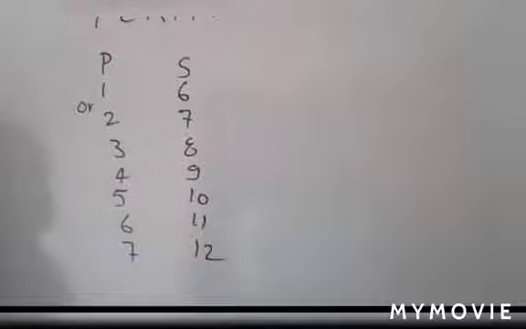Understand? So you write after considering all the possibilities. Hence P and S can be arranged in 2 into 7 is equal to 14 ways. Yes, right, in this way P and S can be arranged in 14 ways. Is it clear, everyone? How P and S are arranged? Yes, sir. Okay. Sir, no, sir.